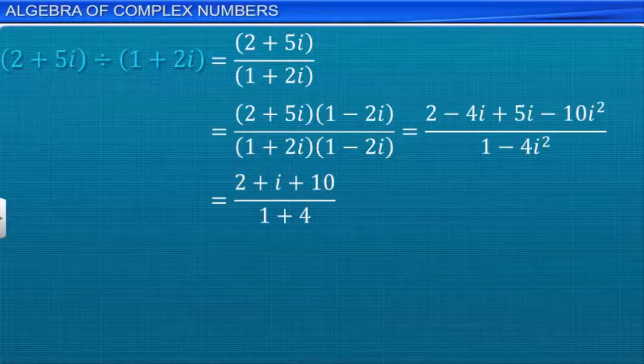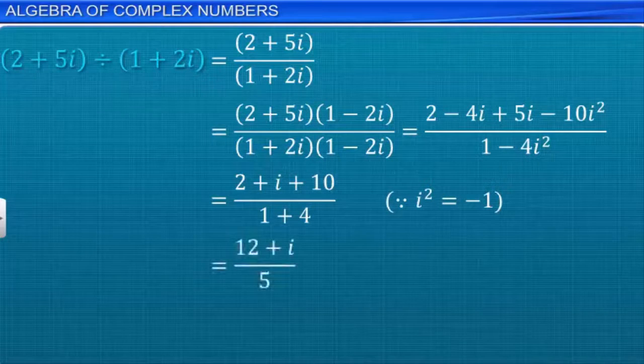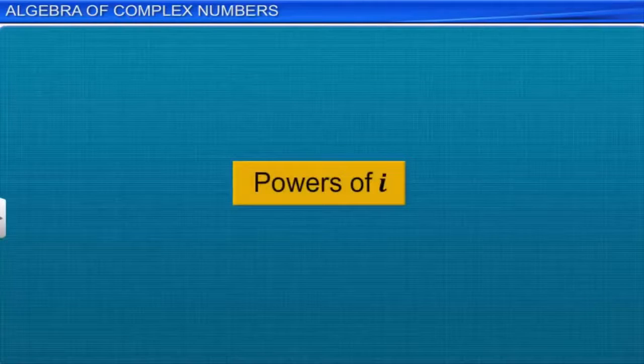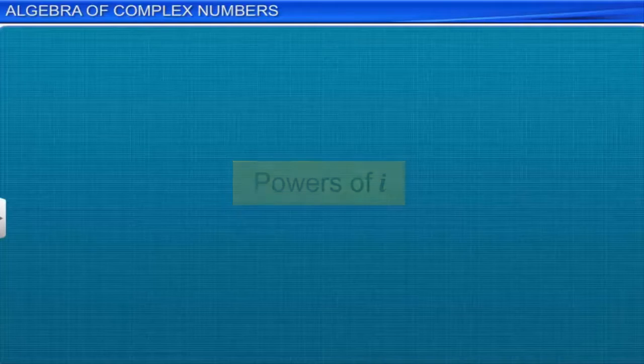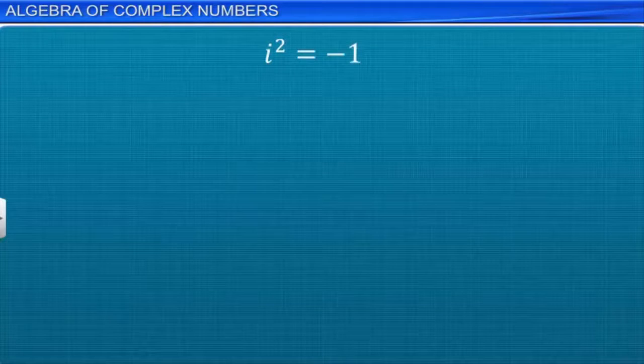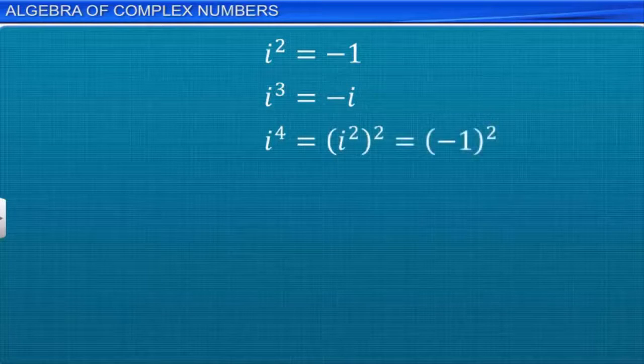We know that i squared is equal to minus 1. On simplifying, the quotient is equal to 1 divided by 5 multiplied by 12 plus i. Now, we'll learn to find the powers of i. You know that i squared is equal to minus 1. i cubed is equal to i squared multiplied by i, which is equal to minus i. i raised to the power 4 is equal to i squared whole squared, which is equal to 1.